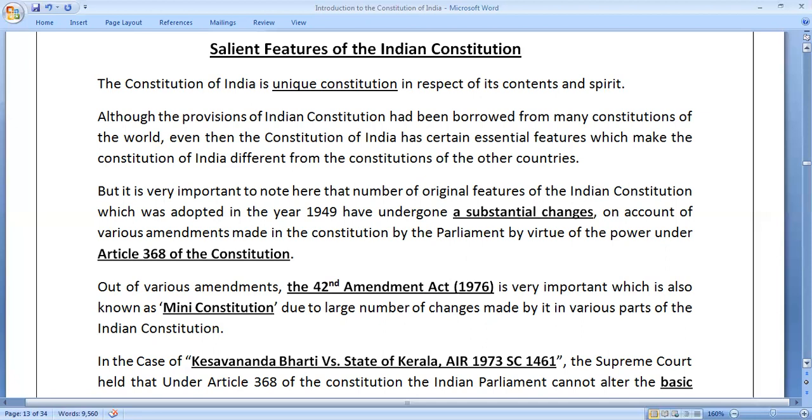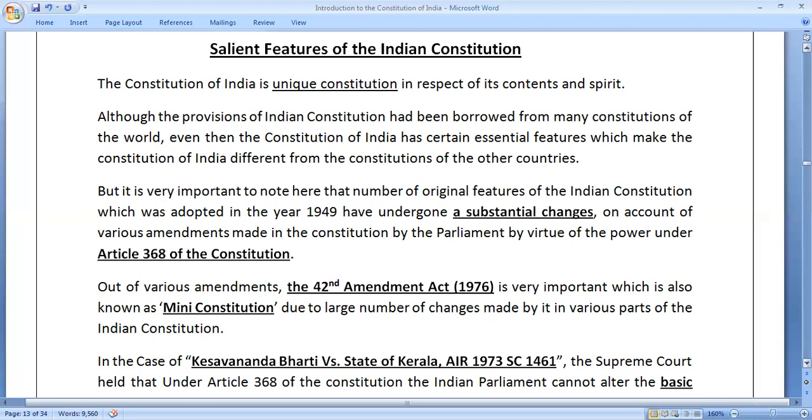Indian Constitution is a unique type of constitution because of the content and because of the spirit contained in the Constitution of India. Although many provisions of the Indian Constitution had been borrowed from the constitutions of other countries, even then our Constitution has certain essential features which make it different from the constitutions of other countries.